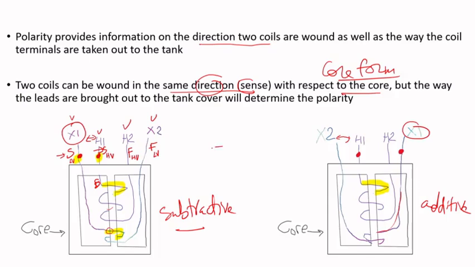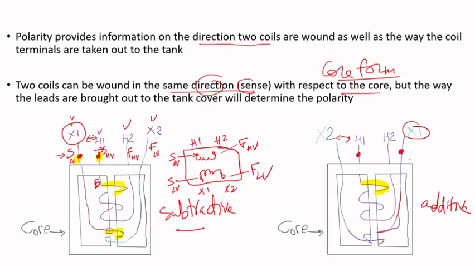So what you will see in the subtractive, if this is the top of the tank cover, and we assume this is the winding, you will see the H1 bushing here, H2 here, then the low voltage, you will see X1, X2. In other words, for simplicity, I call this the start. So start of high voltage, start of low voltage, then the finish will be on the same side, finish of HV, finish of LV.